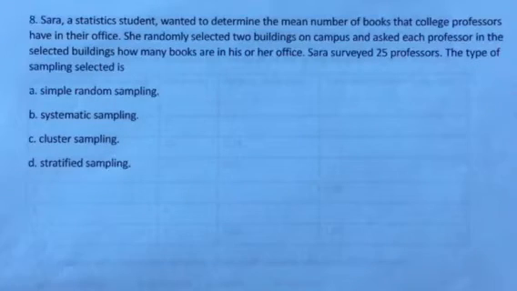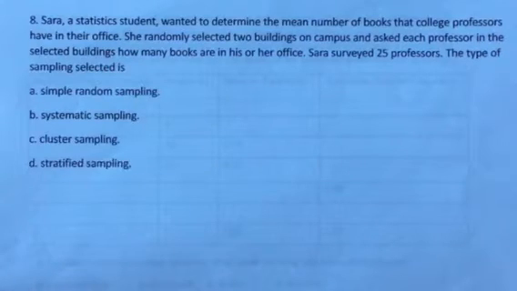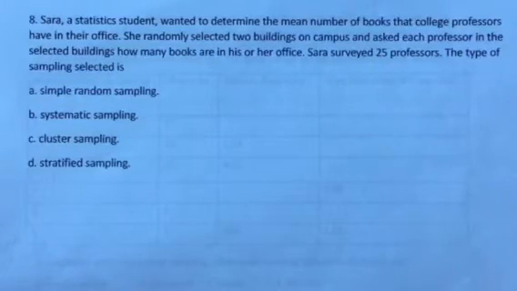This type of sampling is what kind of sampling? Is it simple random sample, systematic sample, cluster sample, or stratified sample? I don't know. A? No. B? All right, no. All right, let's talk about sampling. So there are 4 kinds of sampling, which is listed over here.